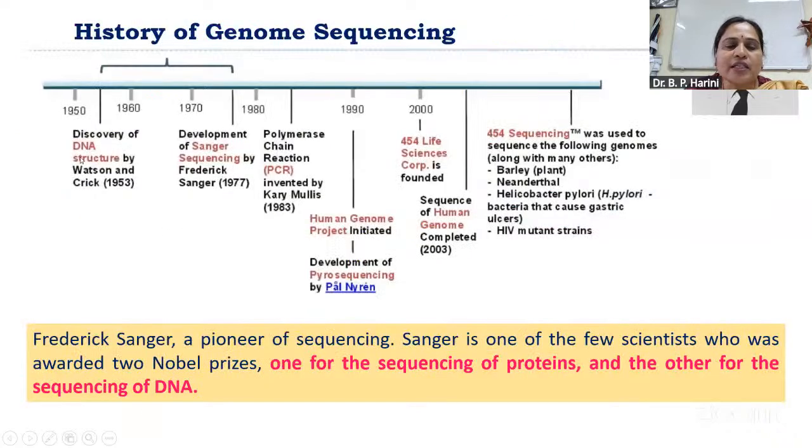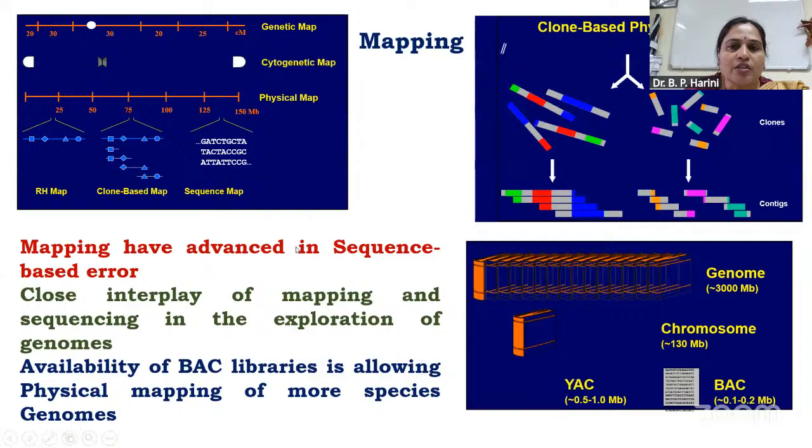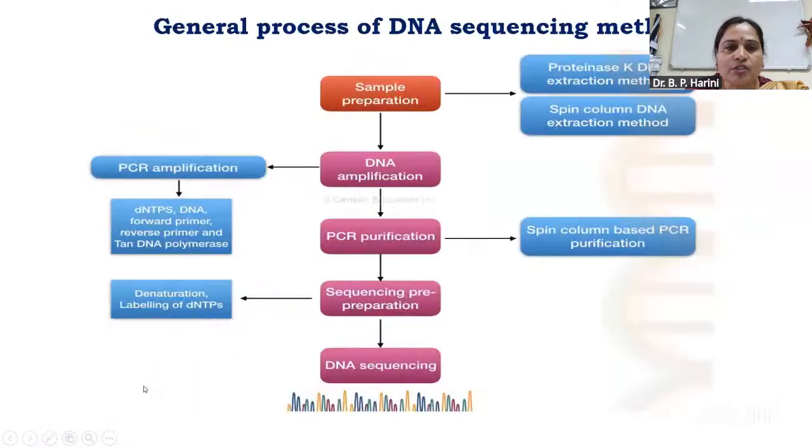So the history of genomics starts from 1950, and still a lot of things have been unraveled. Frederick Sanger, a pioneer of sequencing, is one of the few scientists who was awarded 2 Nobel Prizes, one for sequencing of the proteins and the other for sequencing of the DNA. So comes the mapping. Here the mapping has advanced in the sequence-based era, with a close interplay of mapping and sequencing in the exploration of genomes. It gives rise to the availability of BAC libraries, allowing physical mapping of more species of the genomes.